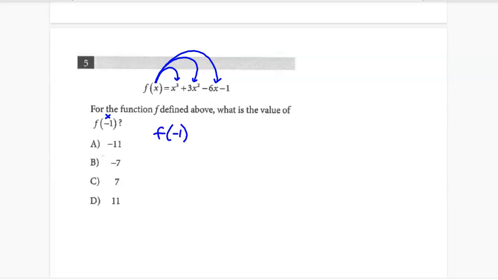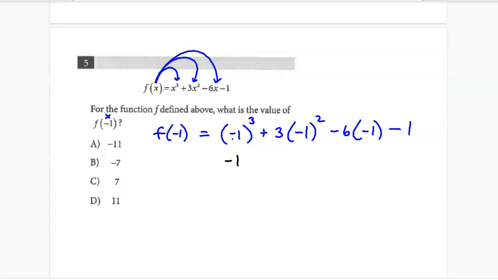So f of negative 1 is, instead of x to the third, negative 1 to the third. And then I have 3 times negative 1 squared minus 6 times negative 1 minus 1. So I just replaced all x's with negative 1. Now I got to be a little bit careful on my math. A negative times itself 3 times ends up being a negative. Plus, doing exponents first, a negative 1 times itself is positive 1.